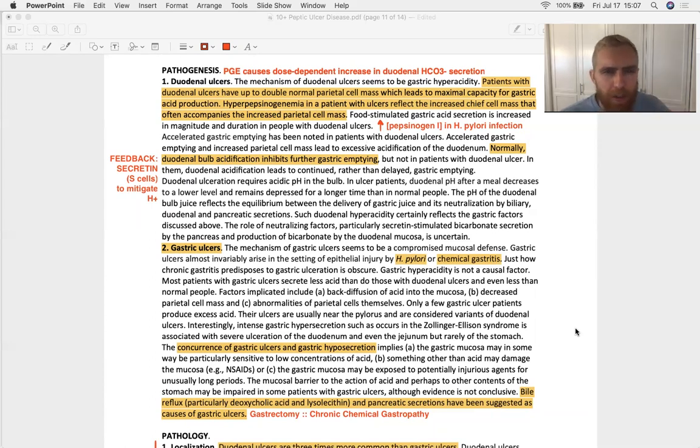Getting straight back into the text. The duodenal, where do I want to go from here?